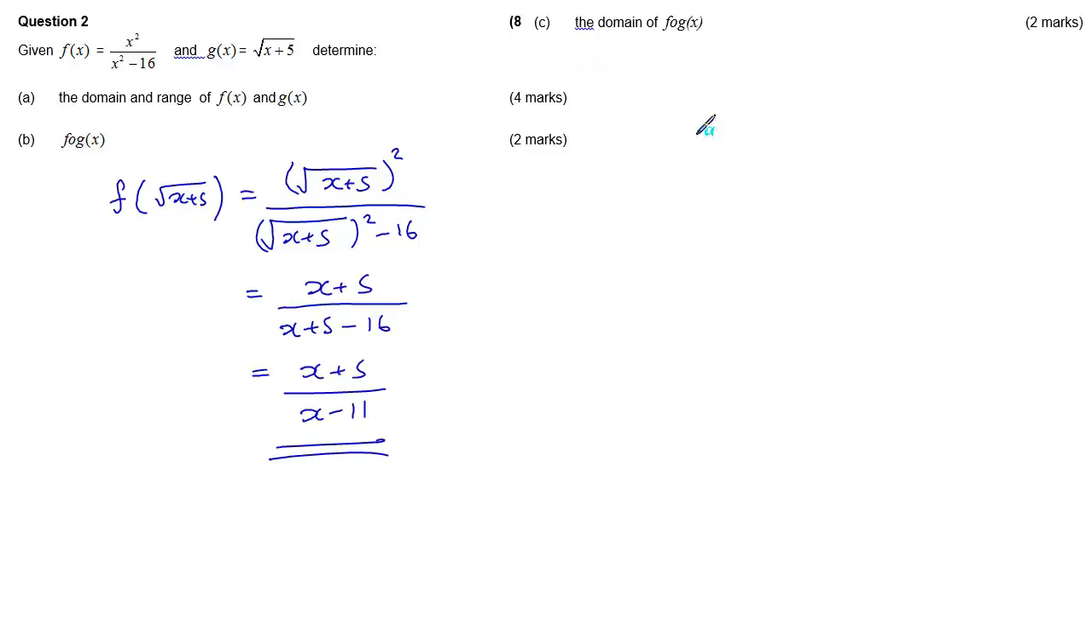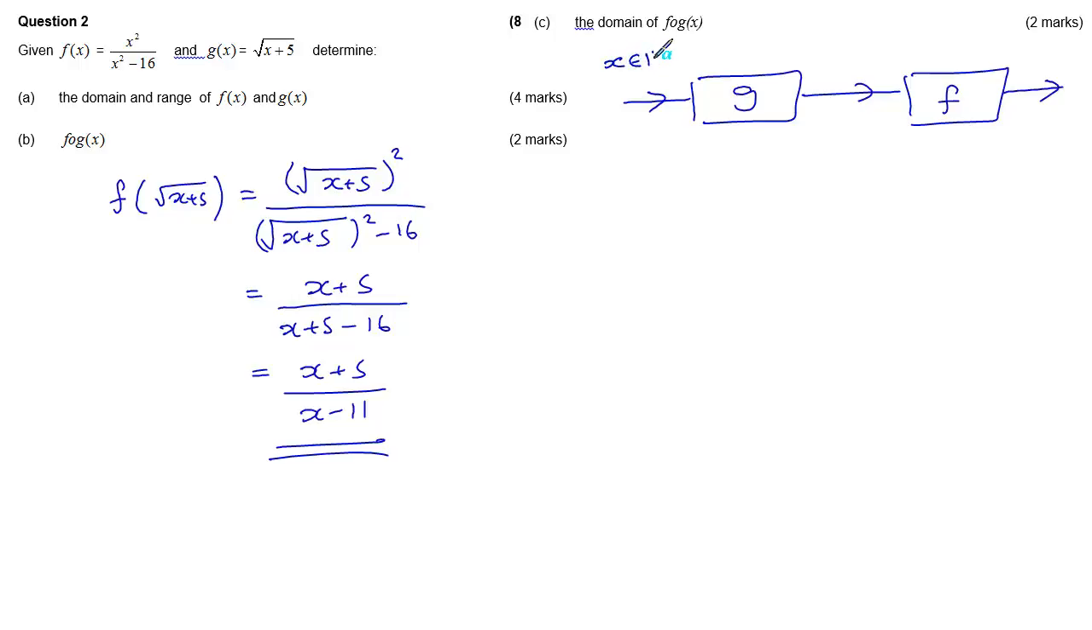Now in part C we want the domain of f of g of x. Now remember, that's going to go through g first and then go through f. So we know that we can put x is a real, x is greater than or equal to negative 5 into g. So that suggests part of our domain. The only thing that we need to avoid other than that is 11, and let's see why that doesn't work.